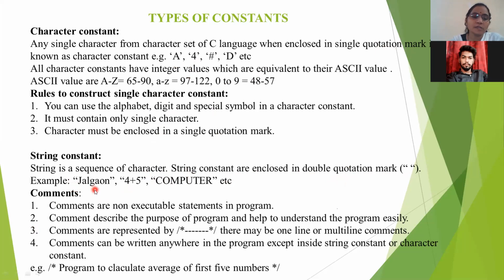Now, in case of the string constant, as it is a sequence of characters, a combination of characters, you can use more than one letter and include them in double quotation marks, then it will be treated as a string constant. So Jalgaon, it is a combination of characters. Then the second example is 4 plus 5. Yes, it is also allowed because special symbols and digits are also allowed, but the condition is that it should be included in double quotation marks for the string constant. And the last example is the computer. Okay, clear?